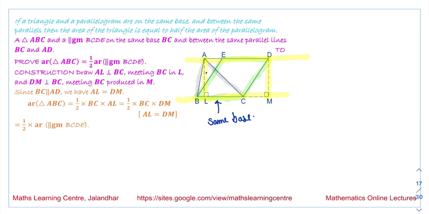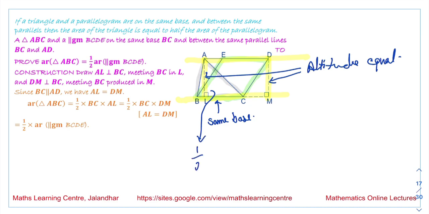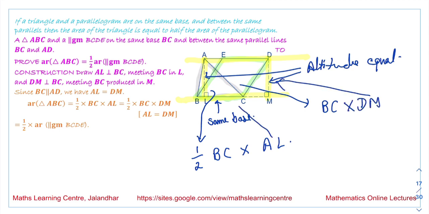So what we have is that the lengths of both these altitudes, AL and DM, their heights, are equal. Now if we write the area of this triangle, it is half base BC into height AL, and if we write the area of this parallelogram, it is base BC and height DM. This is the height over here, this AL is the height over here. Then what we get is that this AL and DM are equal.